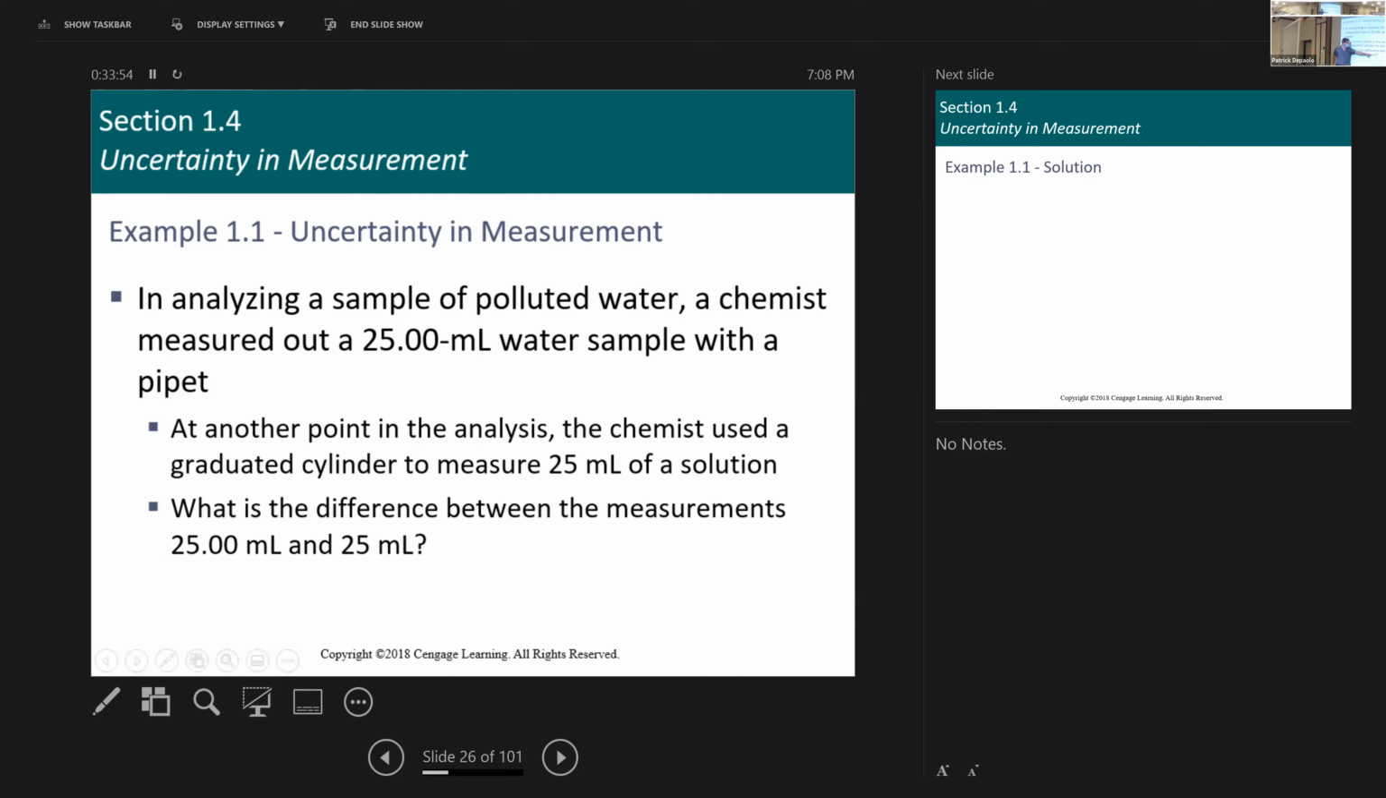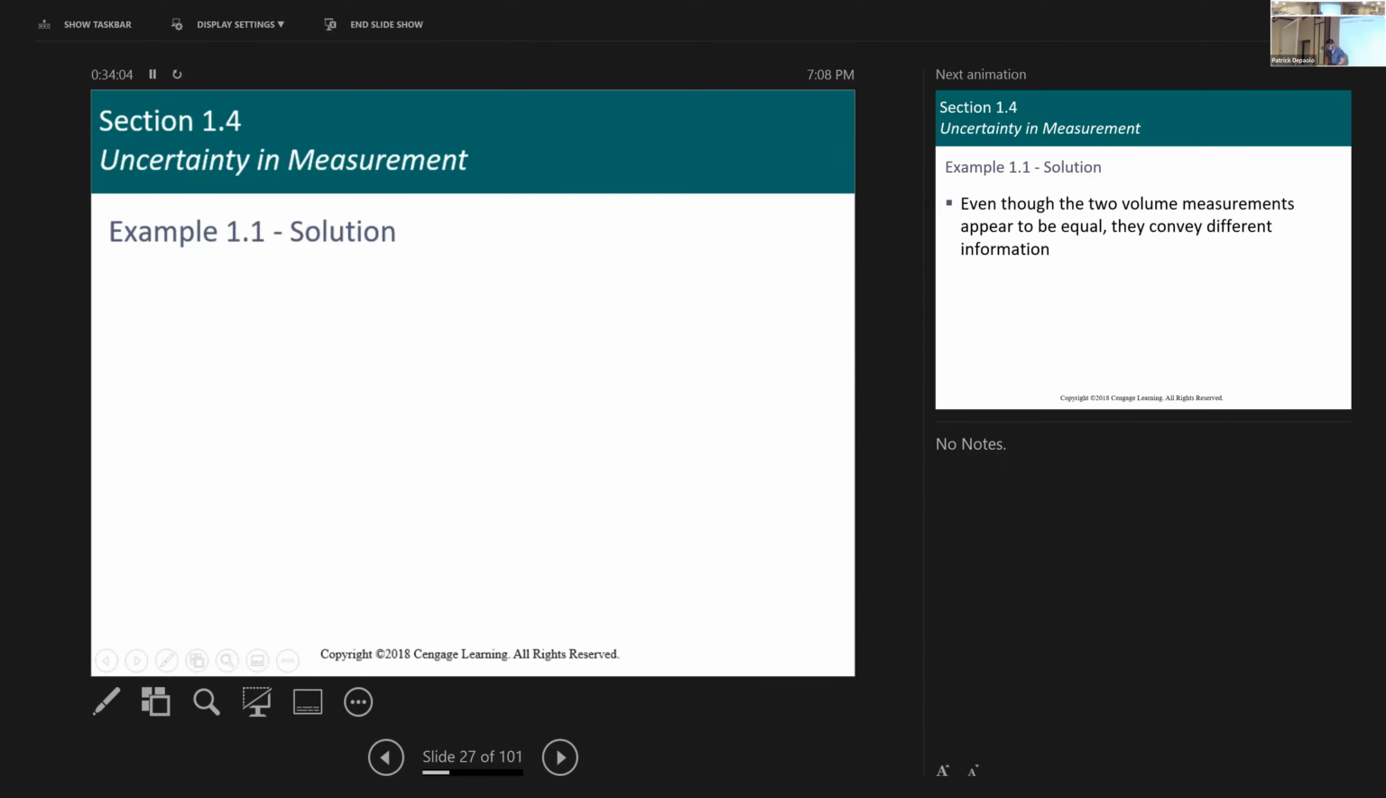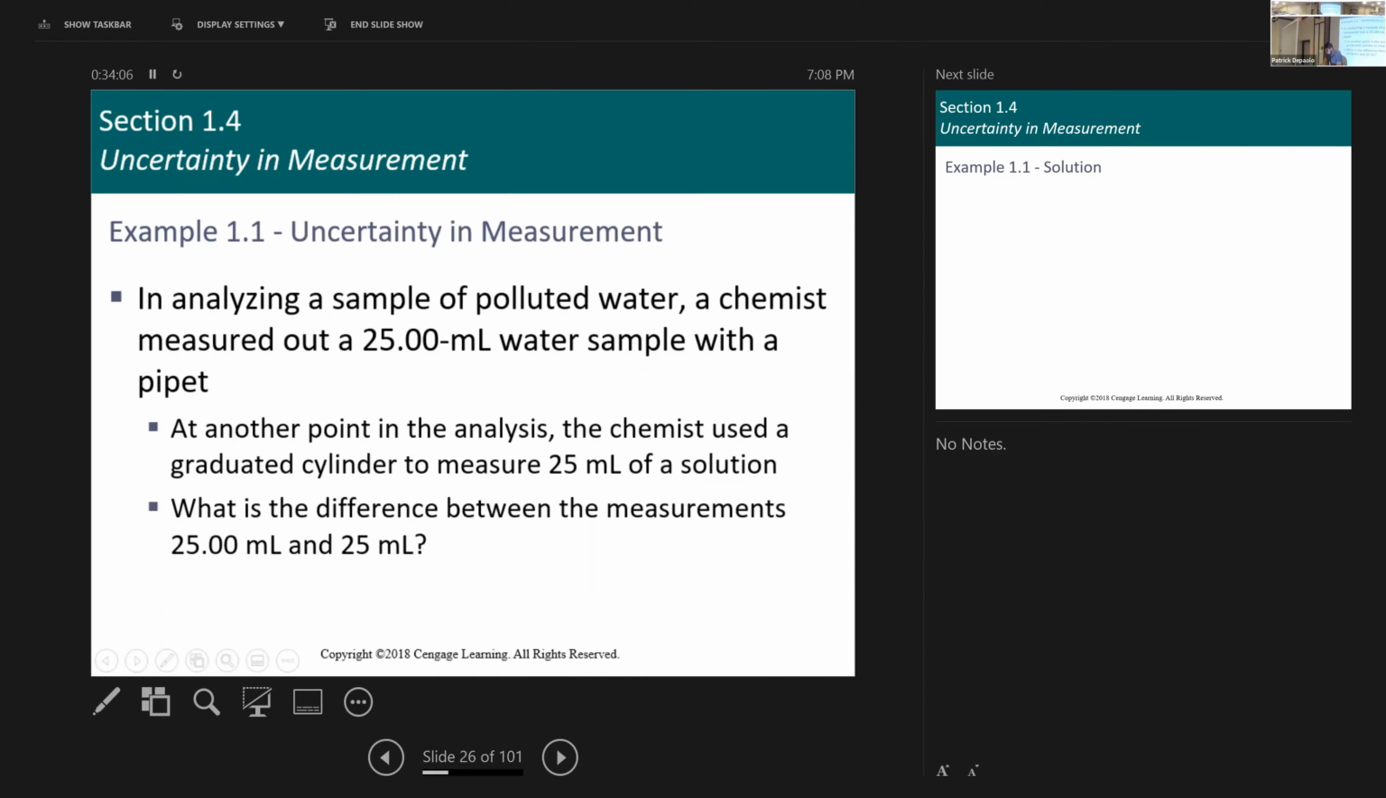Why? Because this 25 assumes that your graduated cylinder, let's use the pen now. See if this works. We have to turn this off. Oh no. Oh, there you go. Wait. I can do this.